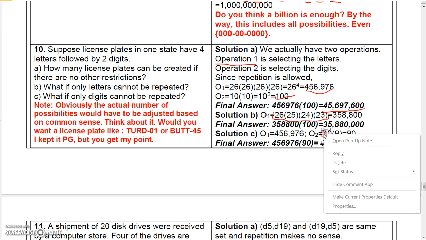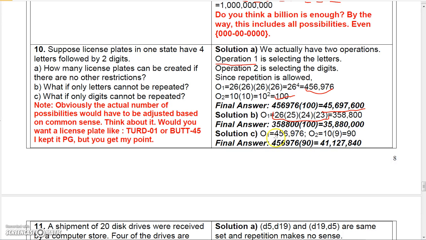And then the last one says, what if only digits cannot be repeated? So now the letters go back to this original number, 456,976. And since the digits cannot be repeated, then that would give me 10 times 9 possible digits, which would be 90, and then multiply the two numbers together to get the final answer of about 41 million.